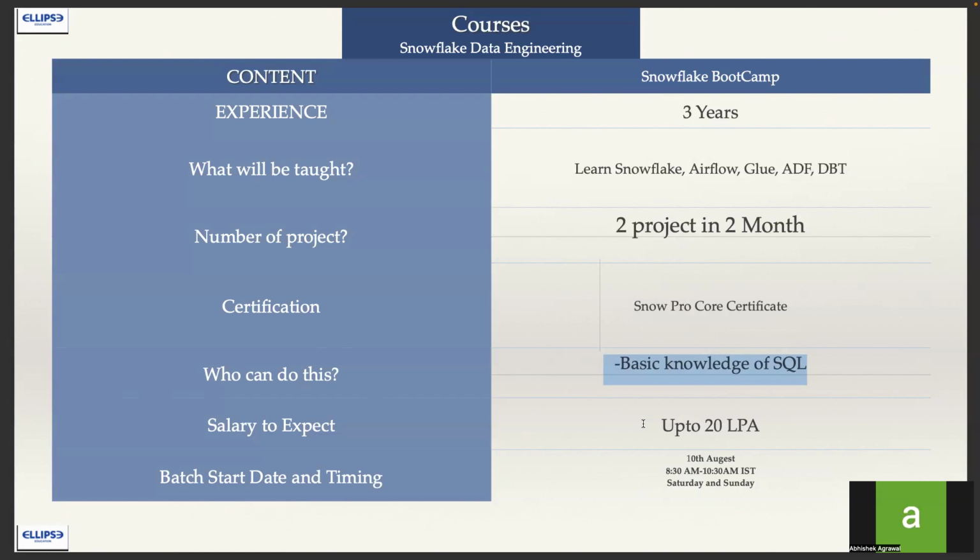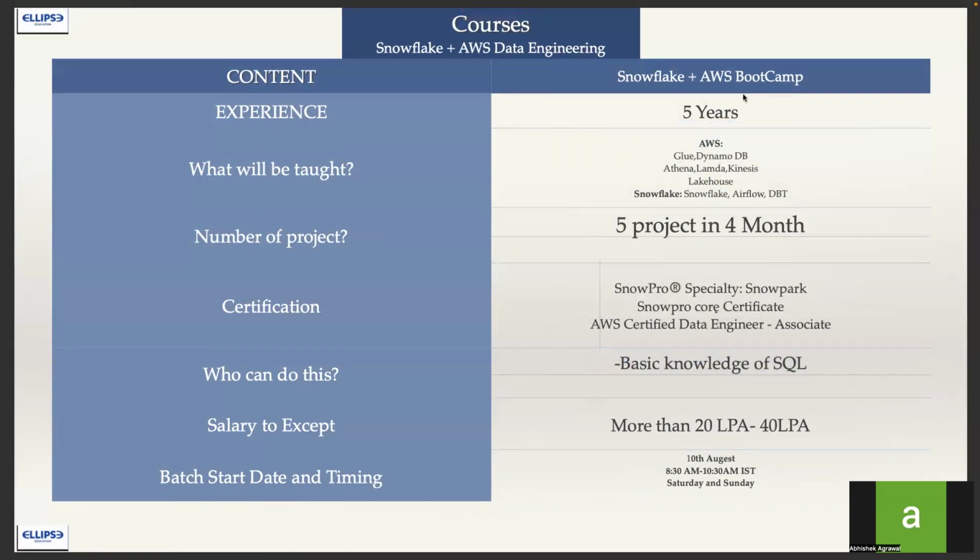But now somebody says, Abhishek, what if my experience is 10 years and I'm already looking for a 30 LPA or 25 LPA or 35 LPA package. In that case, you can combine Snowflake with the AWS course curriculum, in which you can get 5 years of experience, right? You can learn AWS as well: Glue, DynamoDB, Athena, Kinesis, Lambda, Lakehouse, right? You can do 5 projects, 3 projects from the AWS course curriculum, and 2 projects in the Snowflake course curriculum. This course goes for 4 months, right? You learn for 4 months in that case, because you want to target higher packages, so you ideally need to learn more. You can target the SnowPro and Snowpark certificates, and also the AWS data engineering certificate, right? Basic knowledge of SQL is required for this, and you can expect up to 20 to 40 LPA for this particular course, right? After you learn for 4 months, the batch start date is the same, 10th August, 8:30 a.m.